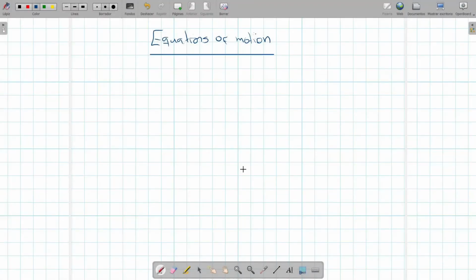Hello. Today we're going to look at the equations of motion. When you're studying the chapter of kinematics, you will basically be using three equations. The most important are the first two, and we will show you in this video how to get the third one from the first two.